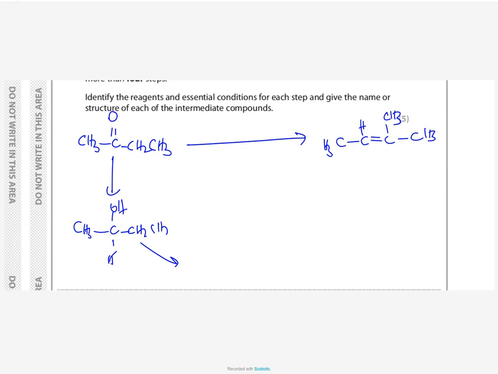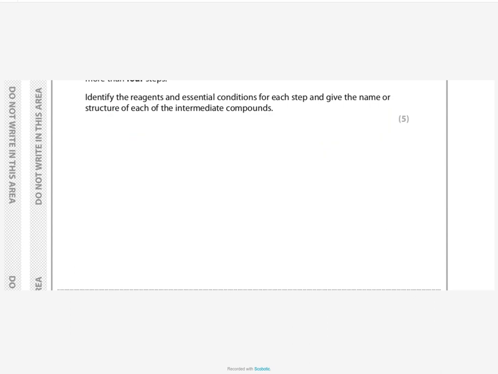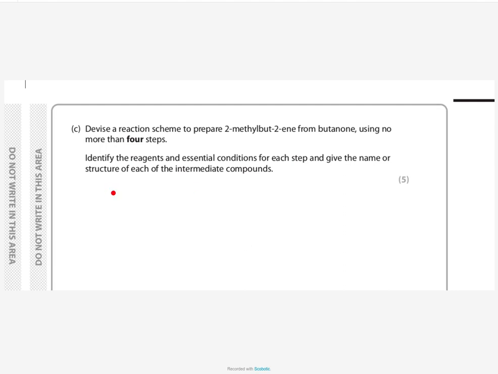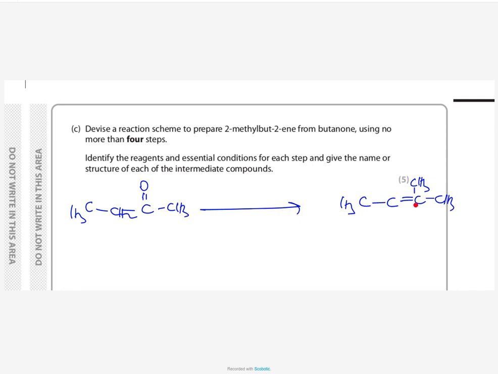Now, if you have a difficulty like this, my suggestion is to go reverse. I'm just thinking like a student, because I can directly write the answer, but I don't want to do that, because I have to train you how to think. Now, see, we are going to prepare 2-methyl-but-2-ene from butanone. So I'm going to draw butanone here. Butanone is butan-2-one, and you have 2-methyl-but-2-ene. So now you can go reverse.